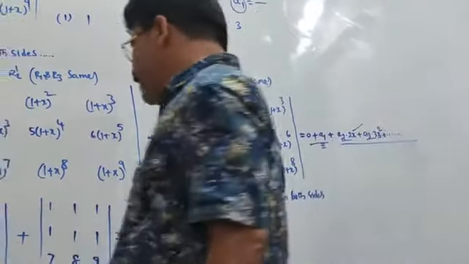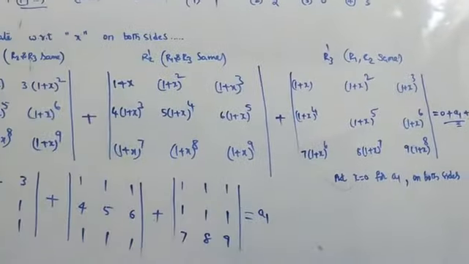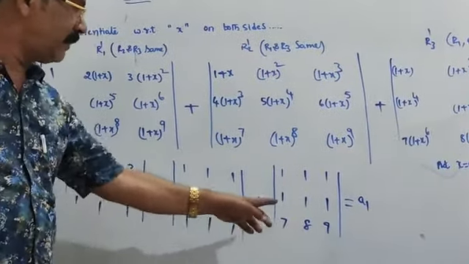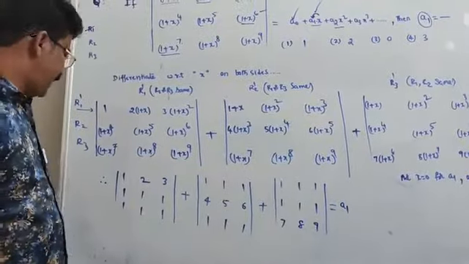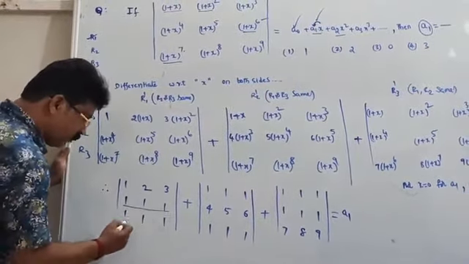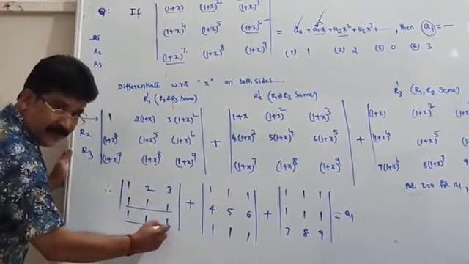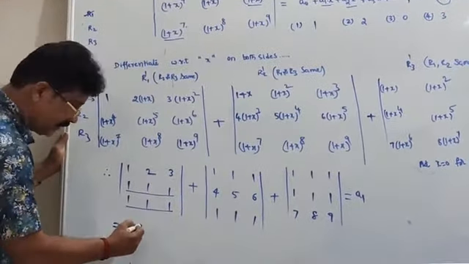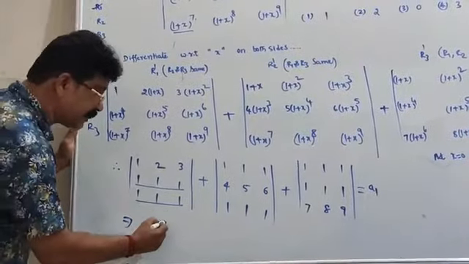So it remains only A1. So by adding these three determinants, we are getting the A1 value. Here R2 and R3 are the same, the R2 elements and R3 elements are the same, so its value is equal to 0.